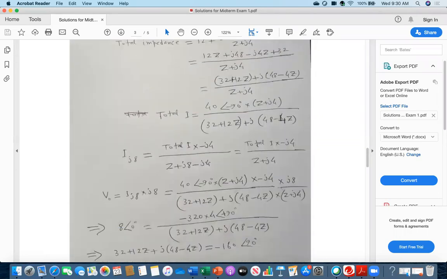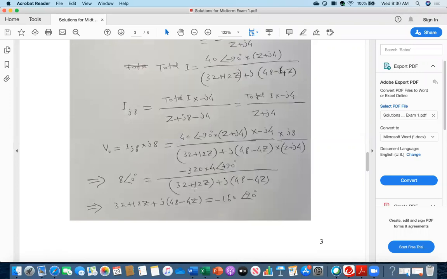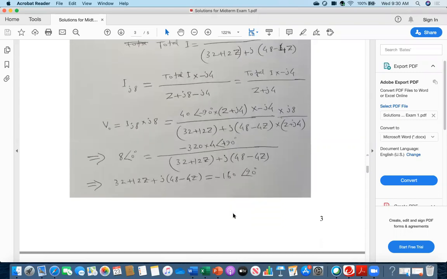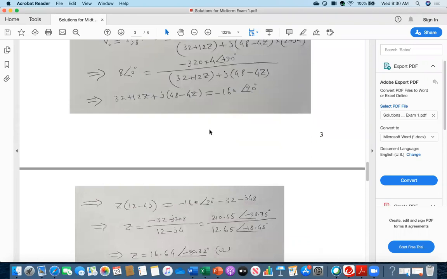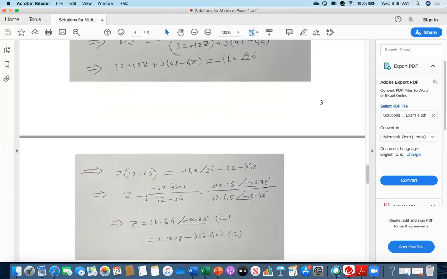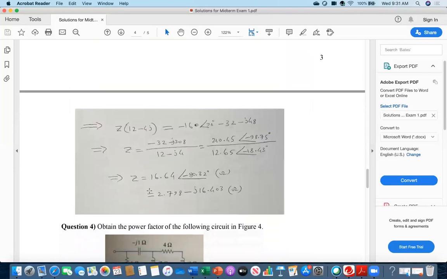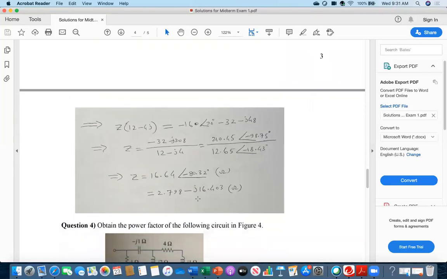So therefore, I equated with that one. And then now I am just calculating. I'm simplifying, so I got this one. And then there are, I think, 2 or 3 more lines after that. Everybody see this one? Because your goal is to find out the G, I left the G on the left side, and then I transferred everything to the right side. And then finally, this is my G. So in rectangular form, I got 2.798 minus j16.403, or in polar form, 16.64 angle minus 80.32 degree ohm. This will be your G value.